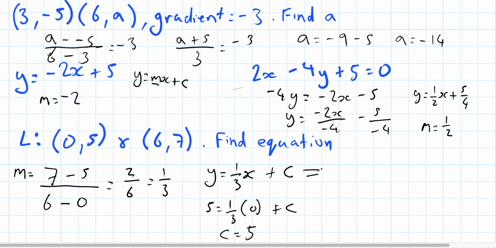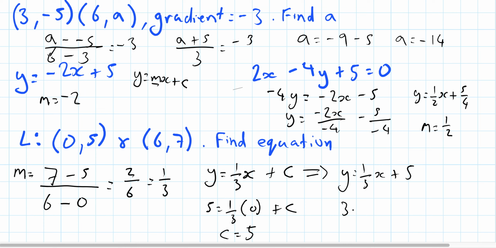So my equation of the line becomes y equals 1/3 x plus 5. Now if they want it in this form here, ax plus by plus c equals 0, which sometimes they ask for, I'm going to rearrange this into that form. For this one, as you can see, the a needs to be an integer. So I'm going to multiply it all by 3.